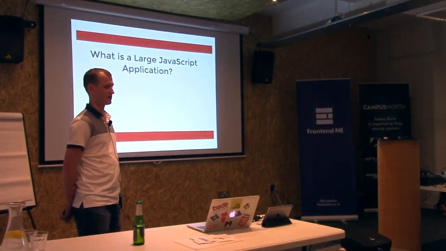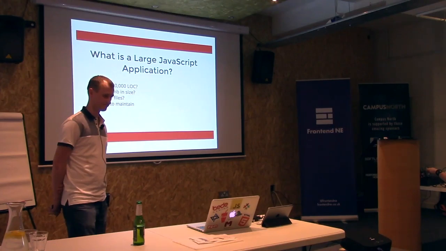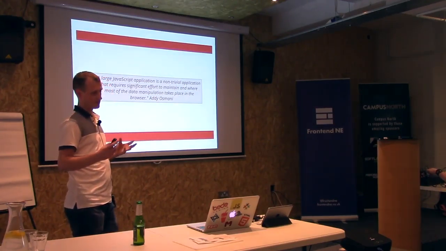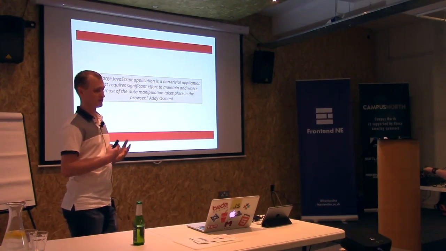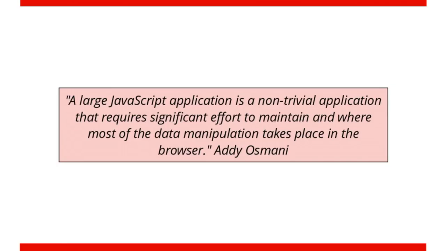So what is a large JavaScript application? Do we judge it in lines of code? Over 100,000 lines of code, is that a large app? Is it over X megabytes in size? Is it the loss of files, the complicated directory structure? Is it because it's hard to maintain? I don't think it's any of those. I think it's probably a lot of it all muddled together, but Addy Osmani has said that a large application is something that's non-trivial and requires a lot of effort to maintain.